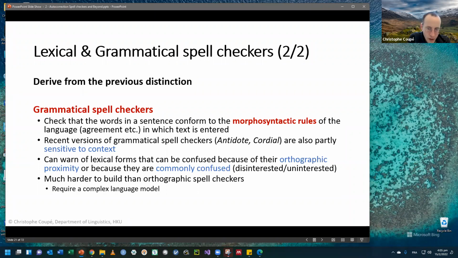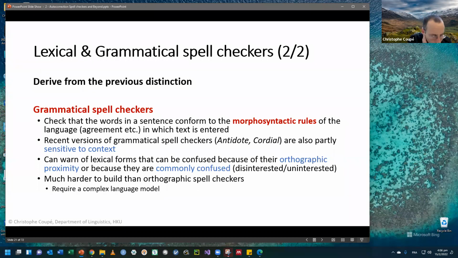So you have some grammatical spell checkers today, some software you can find, and they will be at least in part sensitive to the context of the sentence. They can warn you of lexical forms that can be confused because their orthography is quite the same, or maybe because they are commonly confused. Let's say that in English you write disinterested, and the system will have the knowledge that people often confuse disinterested and uninterested. Then it may give you a warning about that so that you double check.